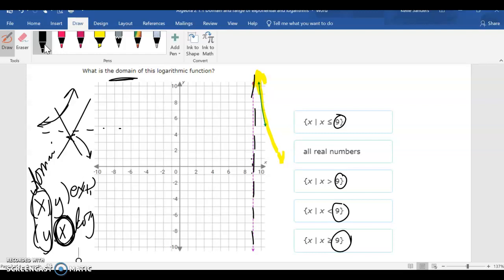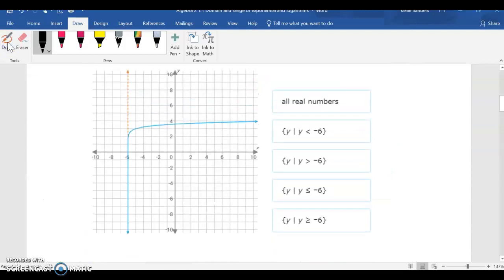Is the graph to the left, which would make it smaller than 9, or to the right, which would be greater than 9? It would be to the right, so it's greater than, and it's never going to have that equal sign, so x is greater than 9. Let's go back up.